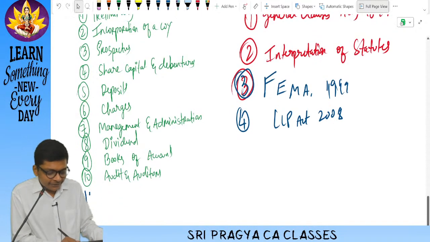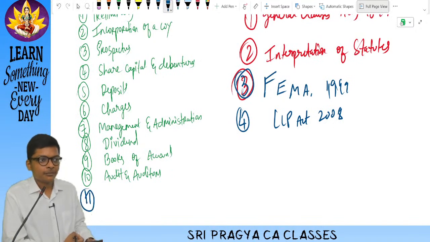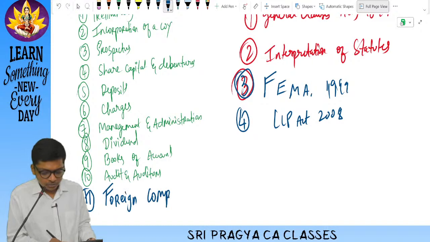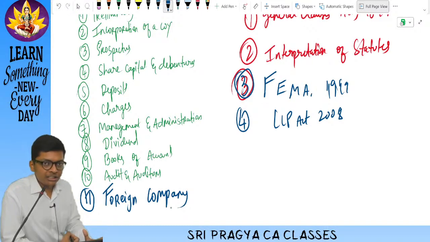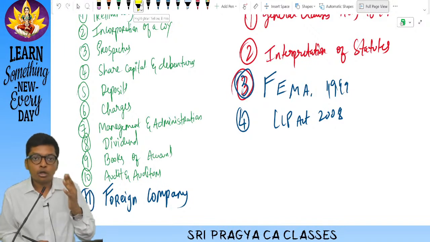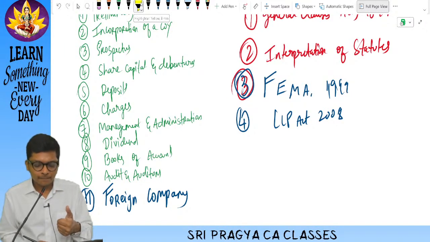So, in the Companies Act also they added one more chapter. Before, it was only 10. They added one more chapter: Foreign Company. But logically, why is it there? Jokes aside, I will tell you why they added it.